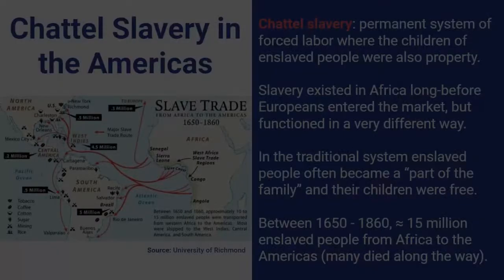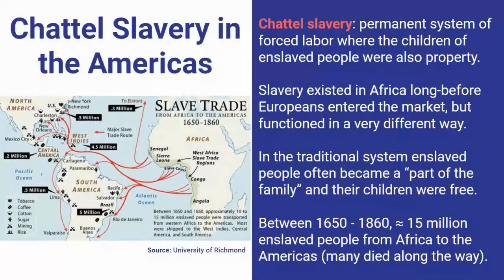The last system of coerced labor to know about is chattel slavery. That's the permanent system of enforced labor and ownership where people were seen as property and their children were too. That's what was used in the Americas. And remember that the difference here is that the traditional system that existed in Africa did not see people in the same property way. They were still humans, they just were controlled humans. And their children were not usually seen as slaves.